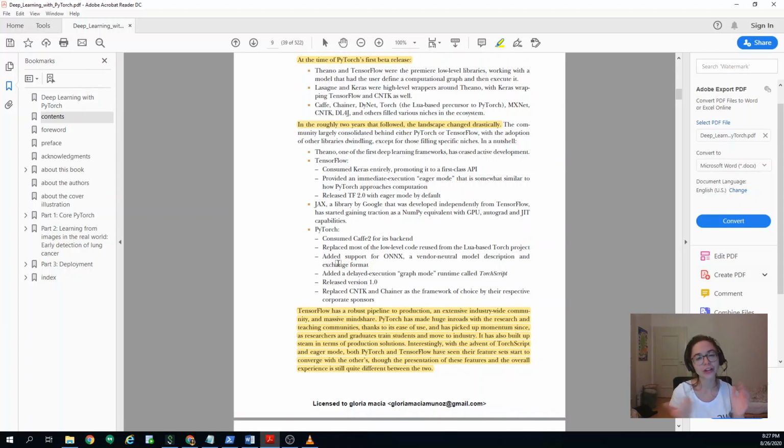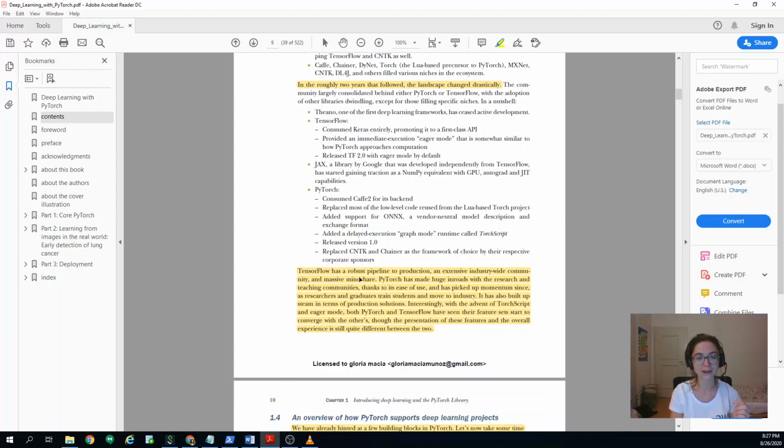PyTorch consumed Caffe2 for its backend, replaced most of the low-level code reused from the Lua-based project, which we saw here, added support for ONNX, which is a vendor-neutral way of describing models so that you can exchange them better, and then added, so to say, the graph mode. So you see, and they say it here, TensorFlow has a robust pipeline to production, an extensive industry-wide community, and a massive mindshare. I guess you will see big giant Google promoting it a lot, and PyTorch has made huge inroads with the research and teaching communities thanks to its ease of use, and it has picked up momentum as students like me left university and went to industry. But what is very interesting is how the advent of TorchScript and Eager Mode, for PyTorch and TensorFlow respectively, has set their feature sets to converge. So we have TensorFlow putting in Eager Mode and PyTorch putting in TorchScript, so they have kind of converged.